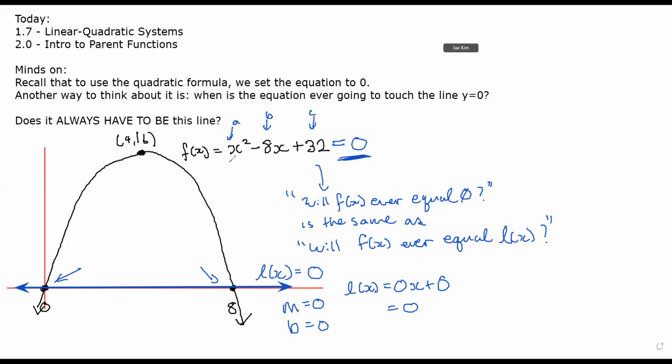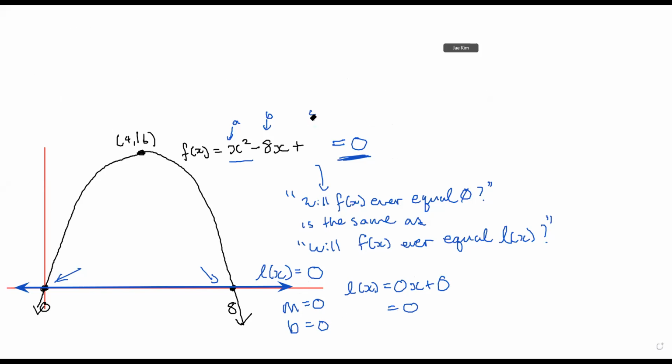So when I say, will x squared minus 8x plus 32 equal 0? Sorry, I don't even need the 32. Let's just pretend that's a 0. I just changed my equation to match the formula for the parabola. Will f of x ever equal 0? It's sort of like saying, will f of x ever equal this horizontal line? You see how that could be one and the same?